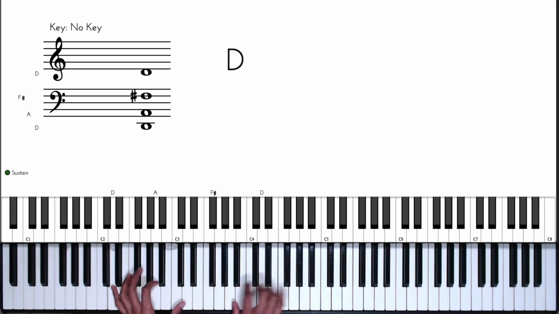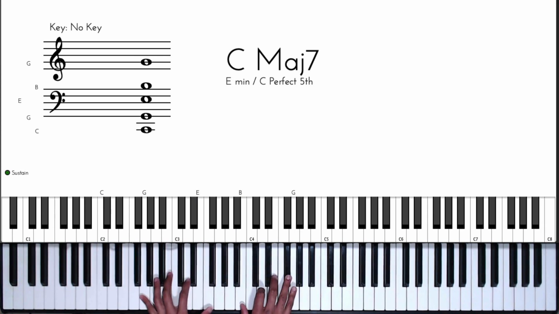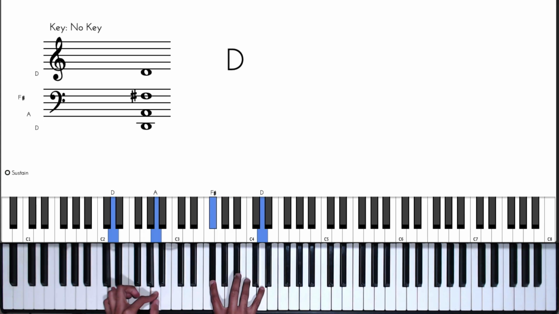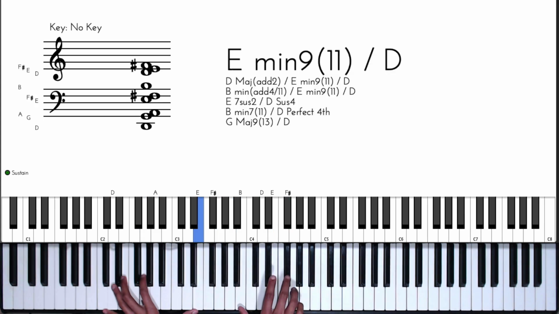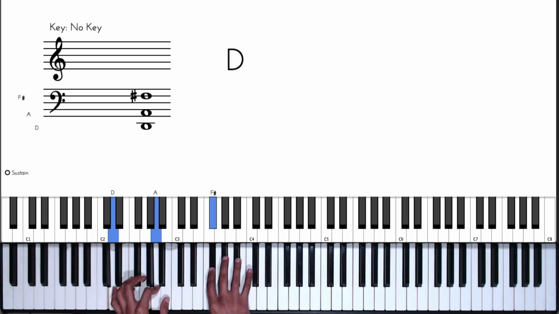So the way that I played that, I voiced it as a C major 7, right? That's that flat 7. Then I came down to the 4 as a G major add 2, and then the 1. So, right?